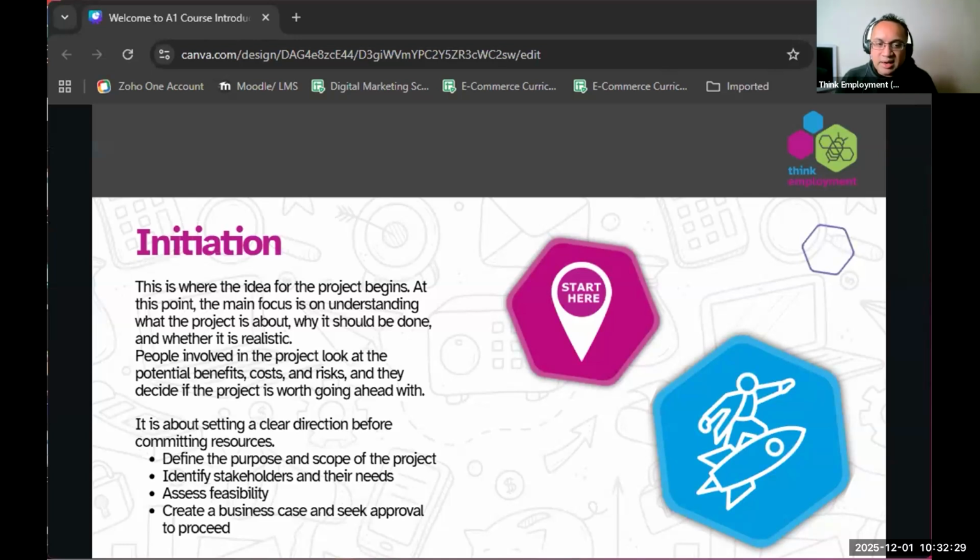It's about setting a clear direction before committing any resources, because what you don't want to do is spend a lot of money and then realize that you just spent all your money on something that you're not going to do. So initiation is about the purpose and the scope of the project, and now you can see why your mission statement, vision, and values are important, because that's what's going to help you decide. It's going to help you define that purpose, understand the scope of the project, and identify stakeholders and their needs: who's invested in you, who's backing your idea.